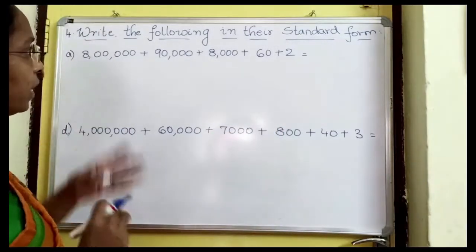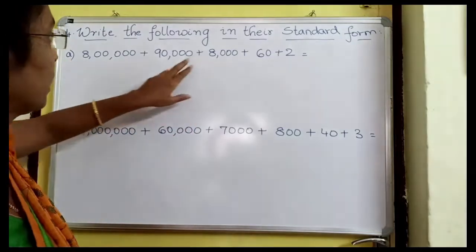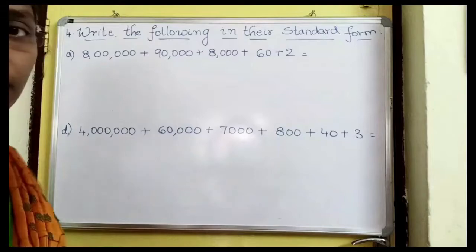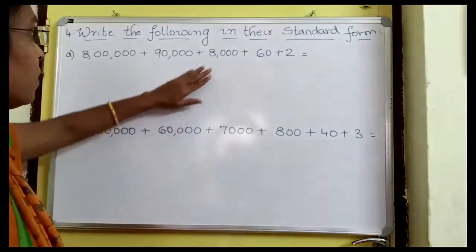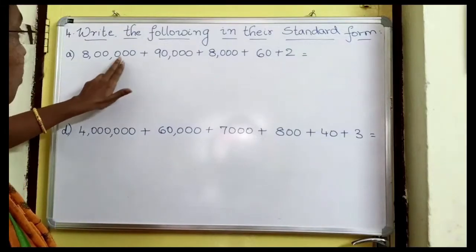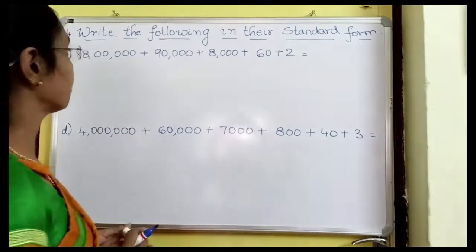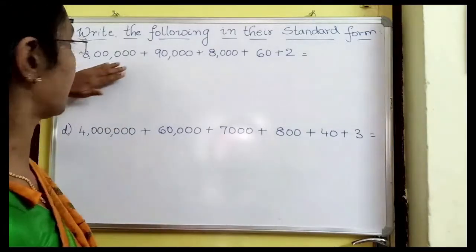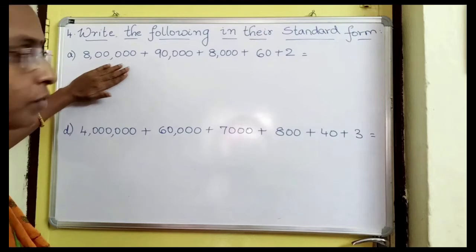Now, see, children, by looking at the commas placed here, you can identify whether it is an Indian system or the international system. So here the comma is placed every 2 digits, so this is in the Indian system. The next thing you have to see is the highest place value of the given number. What is the highest place value of the given number?